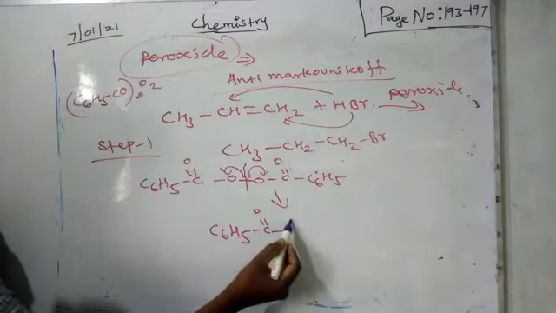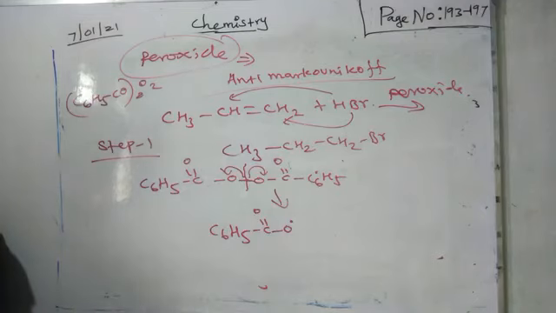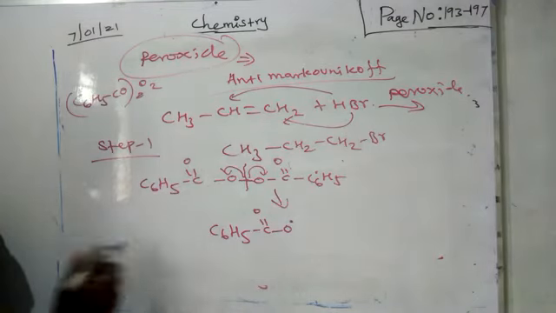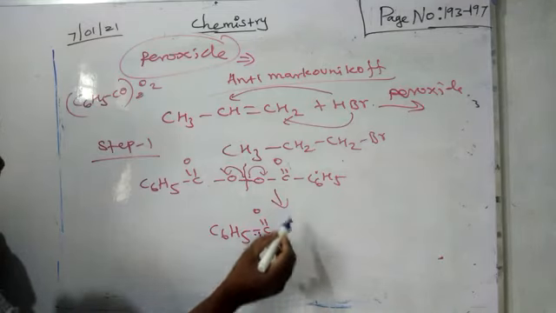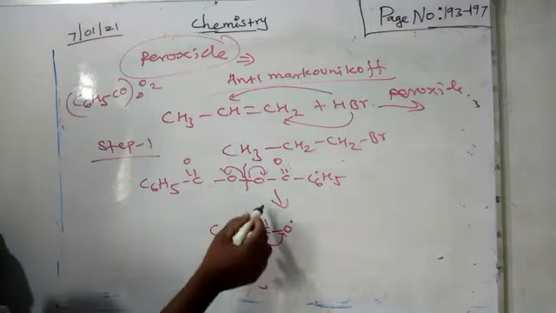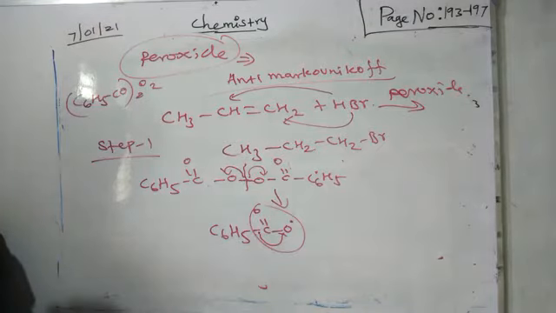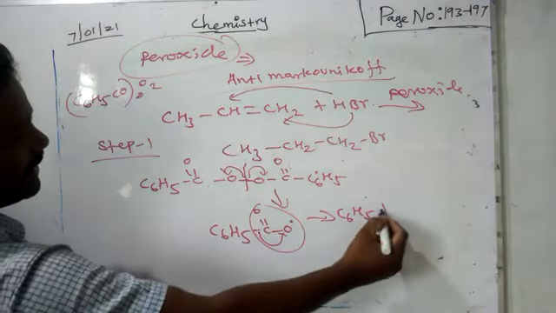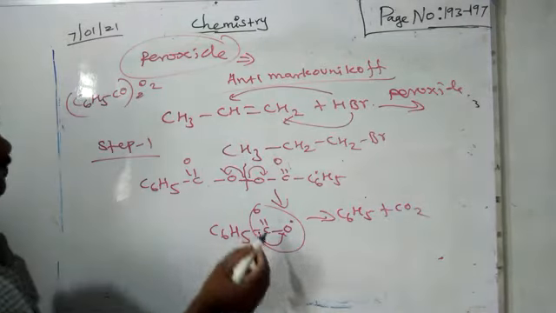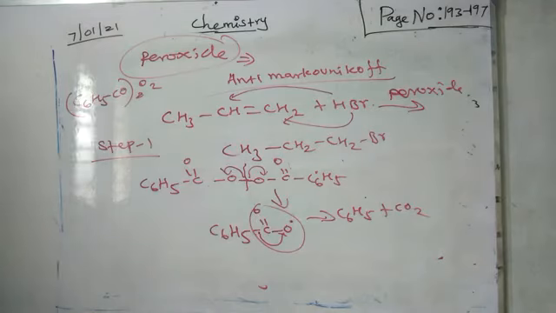But after a long time, that oxygen will not carry that free radical. It will undergo some rearrangement. From these two electrons, one electron will be taken by this oxygen, so it will go off as carbon dioxide gas. Then it will form a phenyl free radical. If you take 2 times, we will get 2 phenyl groups.